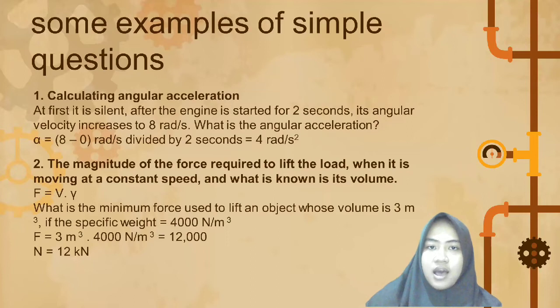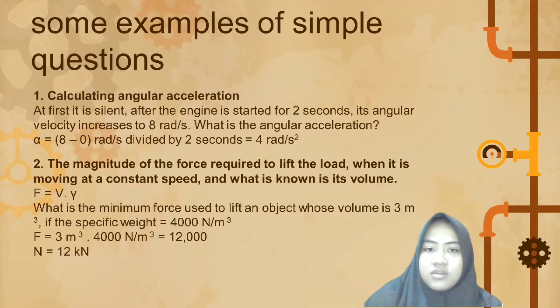For the next, I, Hasna Faiza Laili Irawan, will give some examples of simple questions. 1. Calculating angular acceleration. At first, it is silent. After the engine is started for 2 seconds, its angular velocity increases to 8 radian per second. What is the angular acceleration? Alpha equals 8 minus 0 radian per second divided by 2 seconds equals 4 radian per second squared.